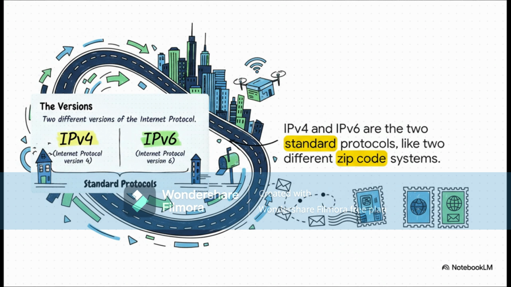Both get the mail to the right place, but the newer IPv6 system is built for a much, much, much bigger city. They're both standard protocols that make our internet work today, but the whole world is slowly but surely shifting over to the newer IPv6.